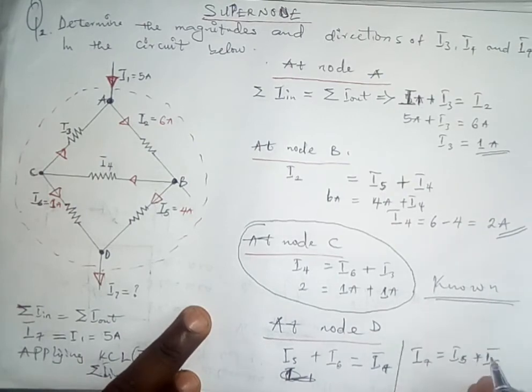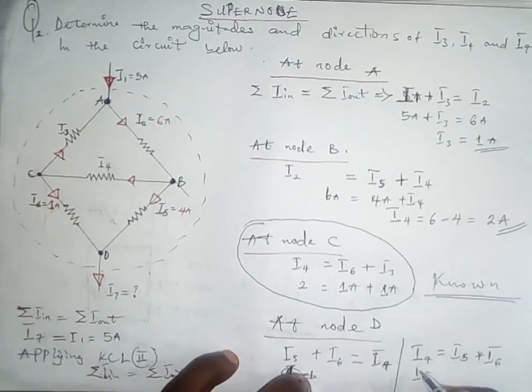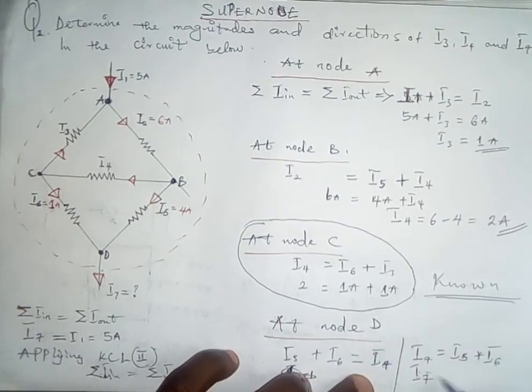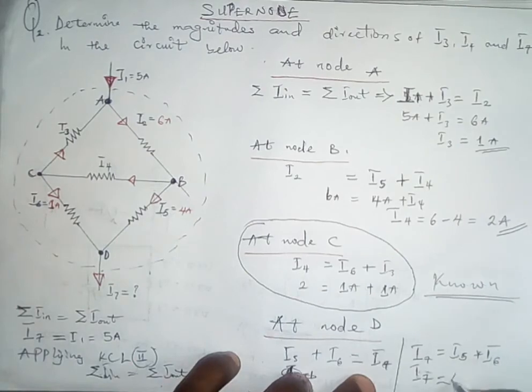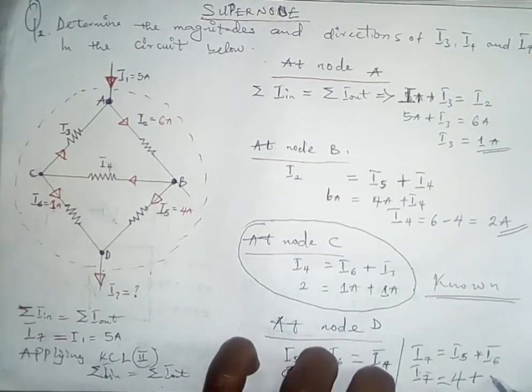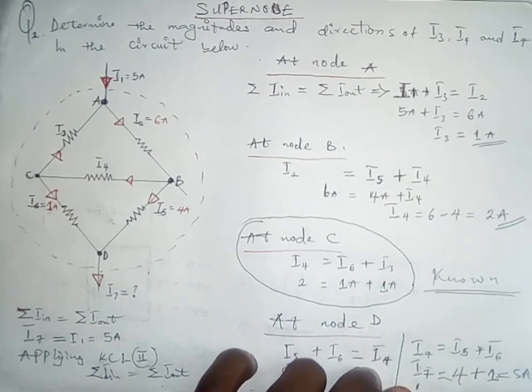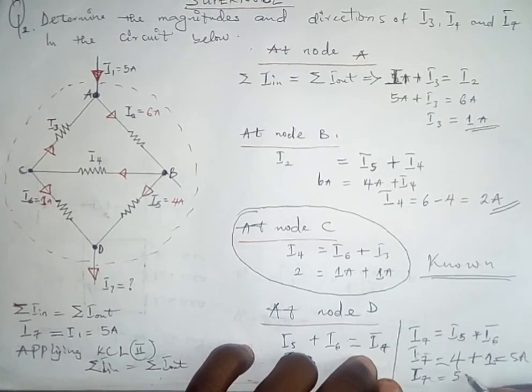I'm sorry for that. So our I7, which is the value we're looking for, is going to be: the value of our I5 is 4, plus our I6 is 1, which is up to 5 ampere together. So our I7 is going to be 5 ampere.